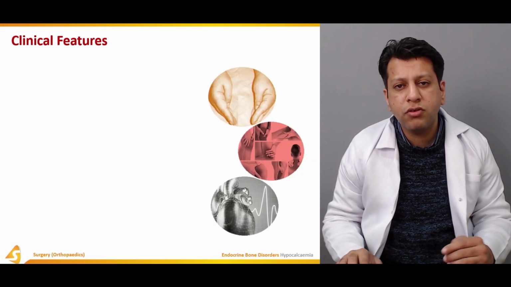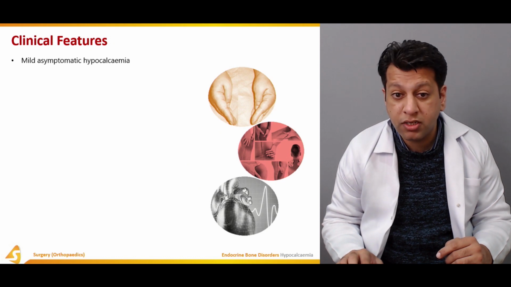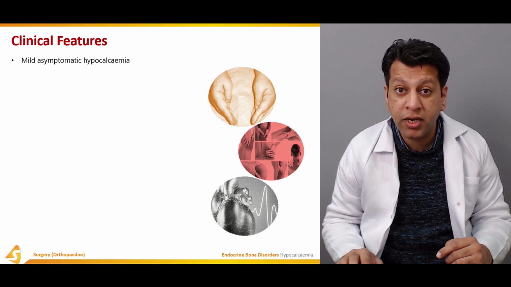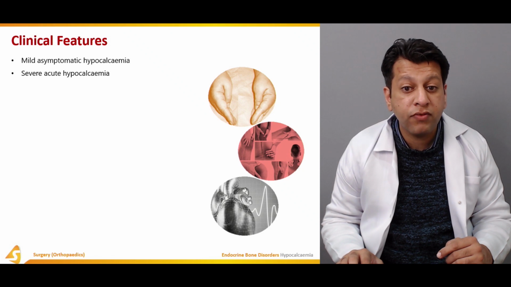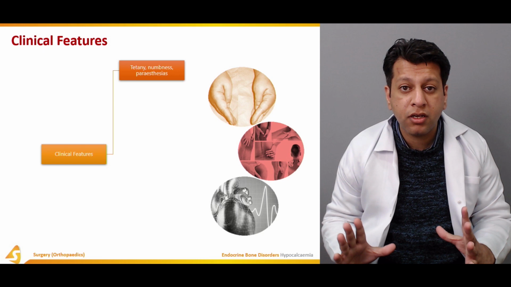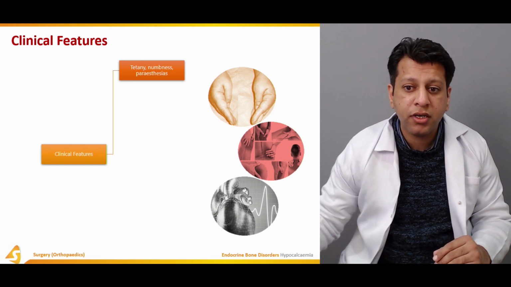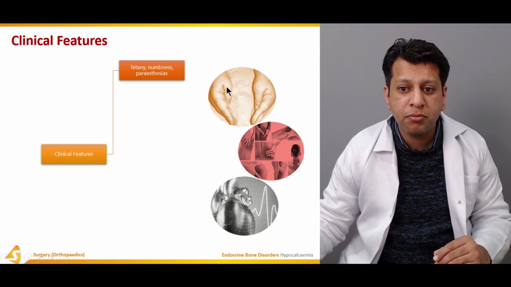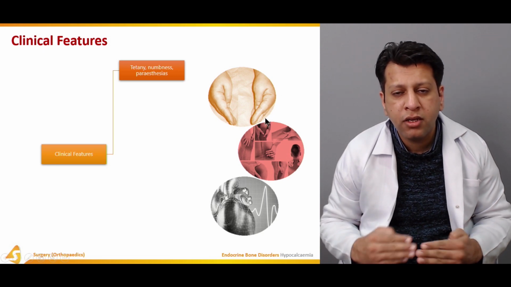So what are the clinical features of hypocalcemia? They include mild asymptomatic hypocalcemia. Severe hypocalcemia usually includes tetany or numbness, especially the carpopedal spasm. As you can appreciate in this diagram, the patient comes to you with this carpopedal spasm. This is called Accoucheur's hand.